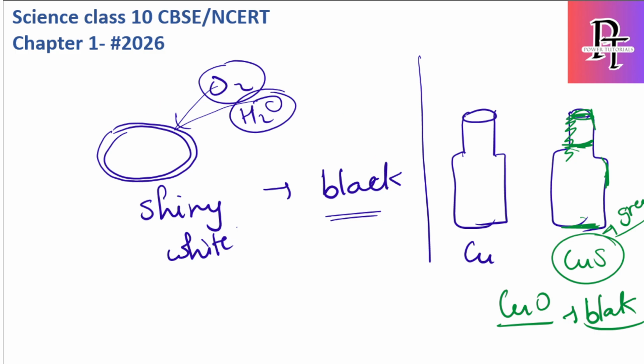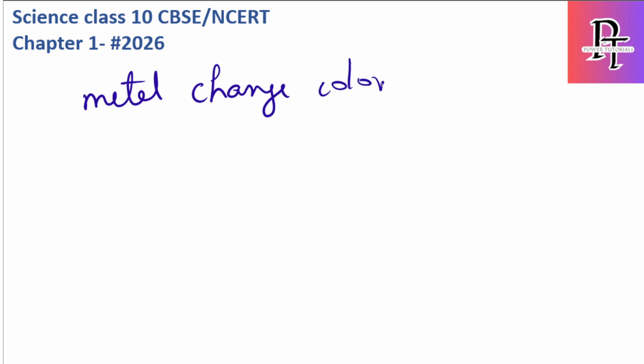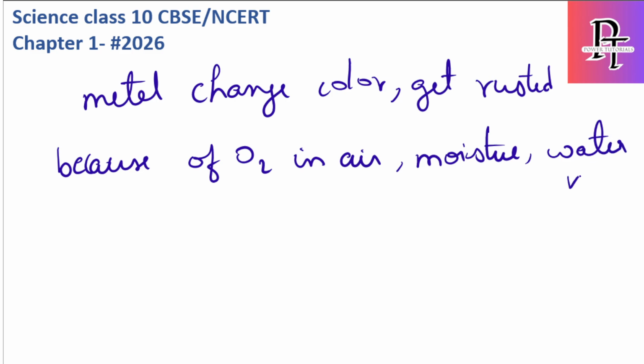This is one of the examples where metals get corroded with the help of oxygen in the presence of the atmosphere. Metals change color or simply get rusted because of oxygen present in water or water vapor or even gas. Oxygen in air, moisture, water vapor. What is happening? This process is nothing but getting corroded.